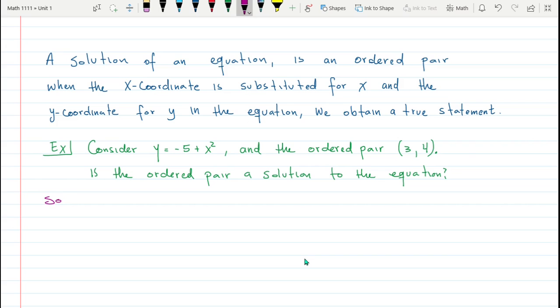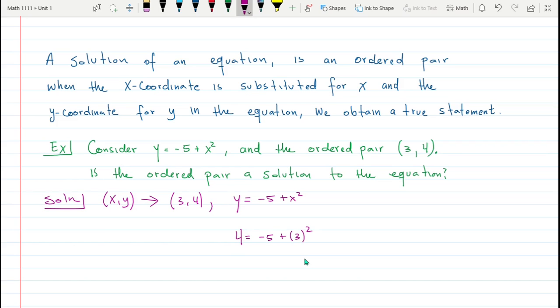Here is an example that we're going to do. Let's consider the same equation, y equals -5 plus x squared, and we want to test out the ordered pair (3, 4). We want to know, is that ordered pair a solution to the equation? Well, remember, the ordered pair goes like this: (x, y), and we are given (3, 4) as the point, and the equation is y equals -5 plus x squared. So all we have to do is replace anywhere that we see a y with a 4, anywhere that we see an x with a 3.